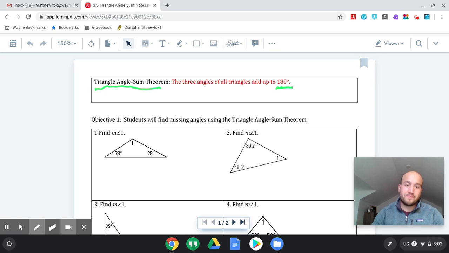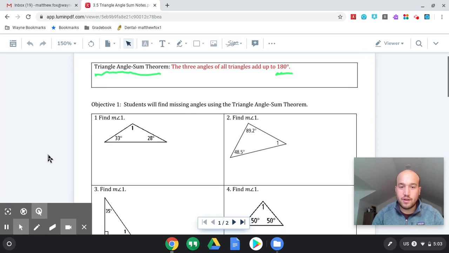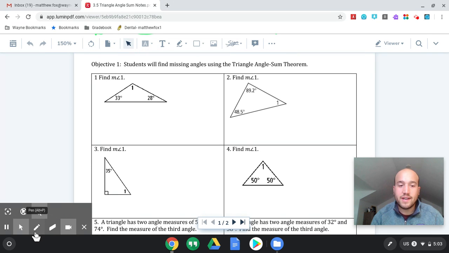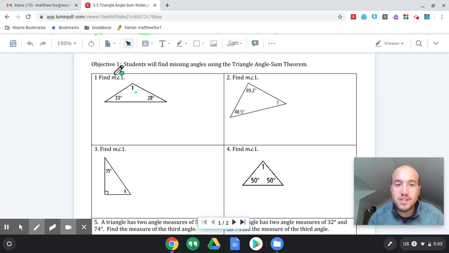Okay, so if we look at our first example here, it says students will find the missing angle using the triangle angle sum theorem. So using the fact that we know that every triangle in the world adds up to 180, we'll be able to figure out what this angle right here is, angle 1. So notice right here, says find M angle 1. M, remember, stands for the measure of angle 1. So over here, 33 degrees. This one's 28 degrees. We have one final angle. We don't know what it is. That 1 does not mean it's 1 degree. That 1 is a name. It's angle 1. Okay, so we know that those 3 angles will all add up to 180.